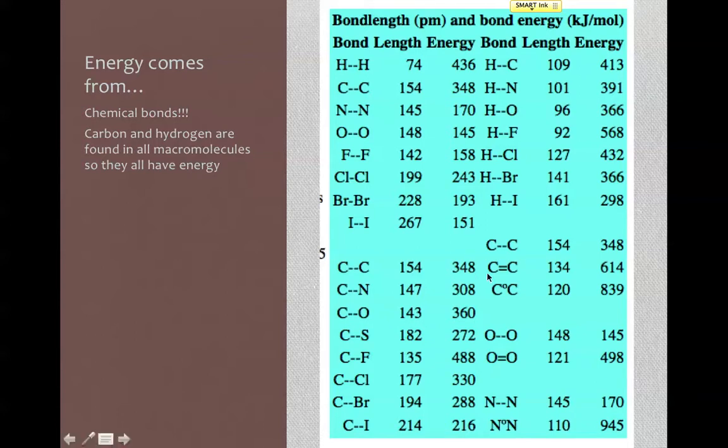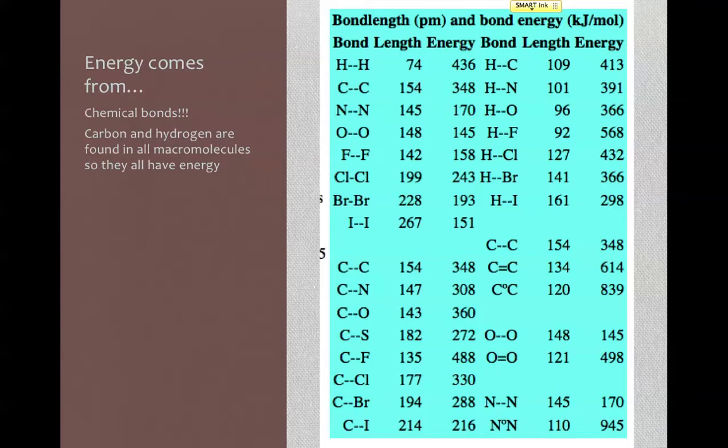Ooh, this is cool too. Look at this. These 2 lines here, that's called a double bond. And check out how much energy is in a double bond of carbon. 614 compared to 348. Hey, by the way, they referenced it for us right above it.